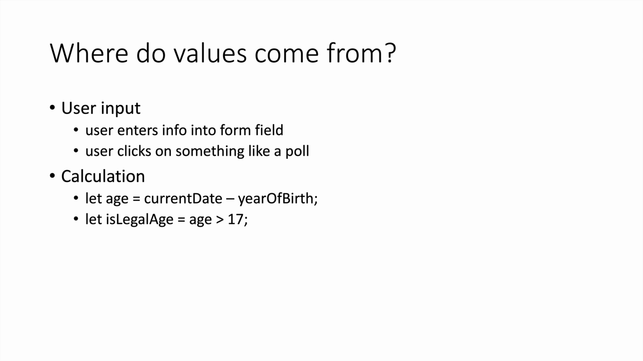So in the example I'm giving, we're asking Dana for the year she was born. She's going to tell us 1985. We're going to do a calculation, and we'll create a new variable called age and say that it will be the current date minus the year of birth. The year of birth we got from the form that she filled in. And then we might create another one from that that says, are they legal? So we say is legal age equal age is greater than 17. This is going to return either true or false. Either the age is greater than 17 or it isn't. So in both of those cases, we have calculated the value of the variable.